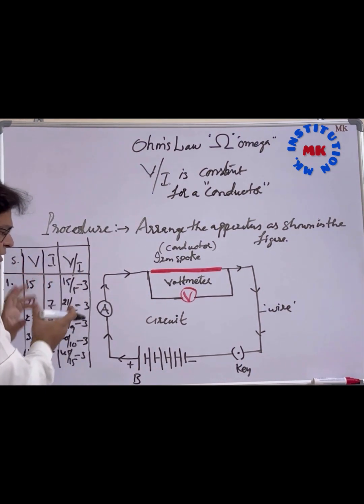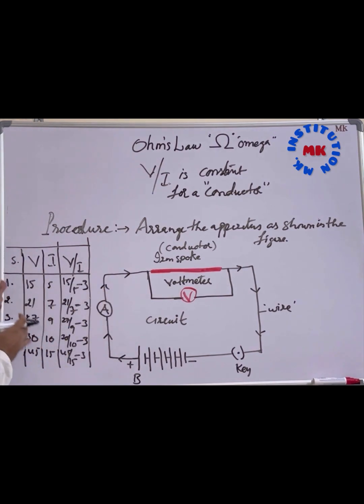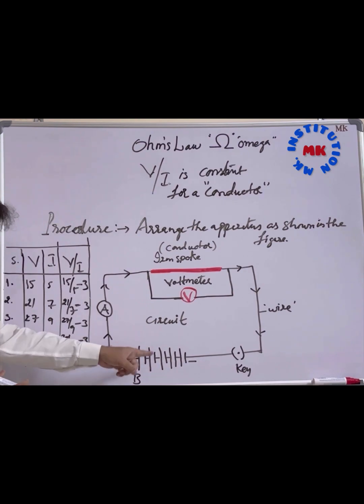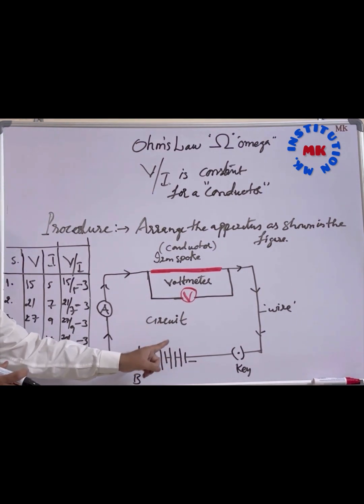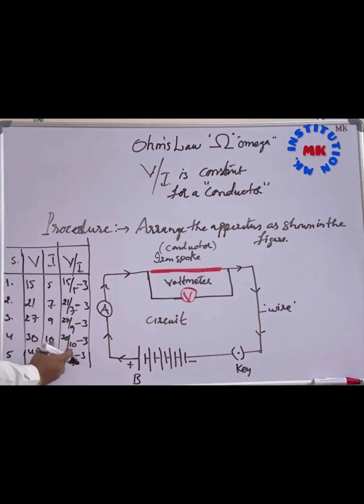Okay, what is your observation? The observation in this experiment is that we are continuously doing the activity by supplying more current and voltage: first one battery, then a second battery, third, fourth, fifth, and so on.